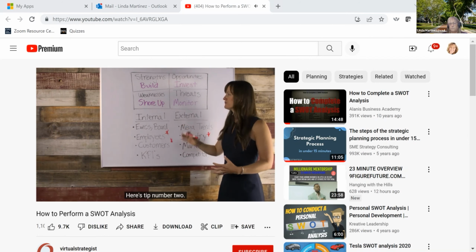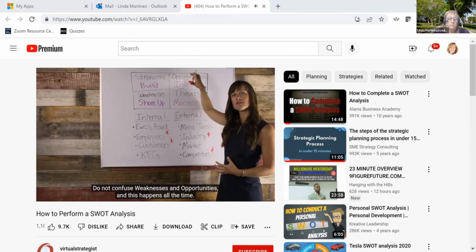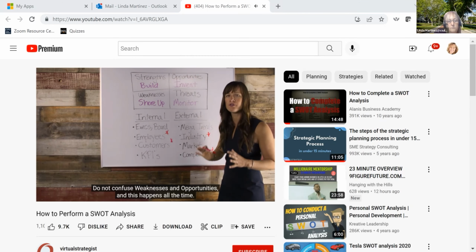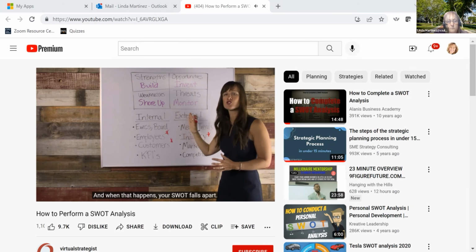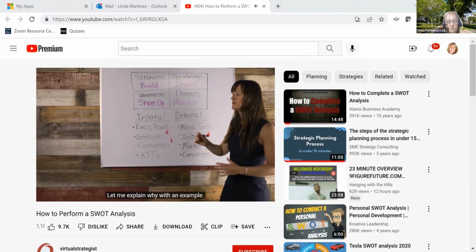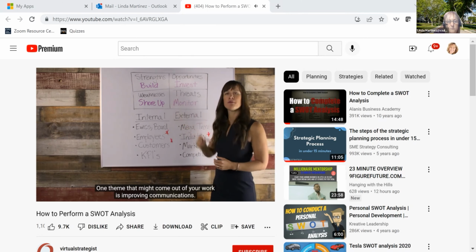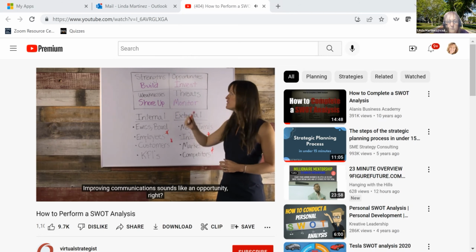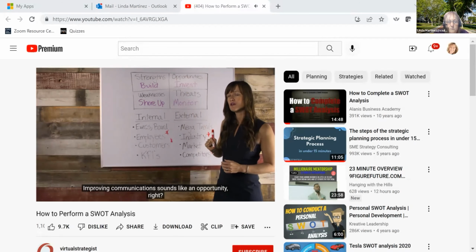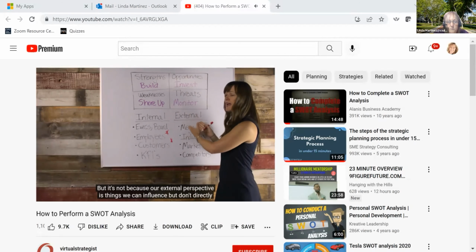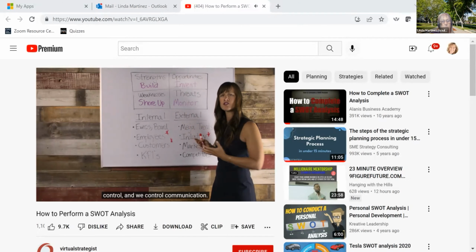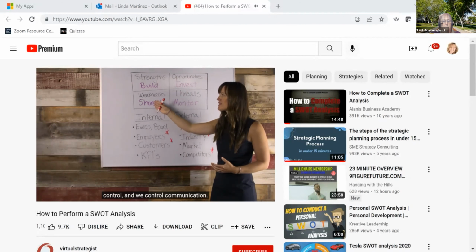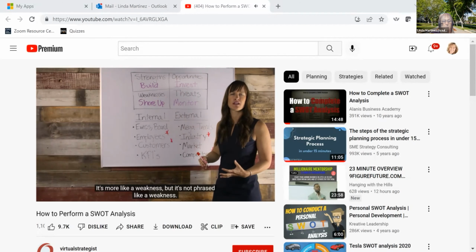Here's tip number 2. Do not confuse weaknesses and opportunities. And this happens all the time. And when that happens, your SWOT falls apart. Let me explain why with an example. One theme that might come out of your work is improving communications. Improving communication sounds like an opportunity, right? But it's not, because our external perspective is things we can influence but don't directly control, and we control communication. It's more like a weakness, but it's not phrased like a weakness.